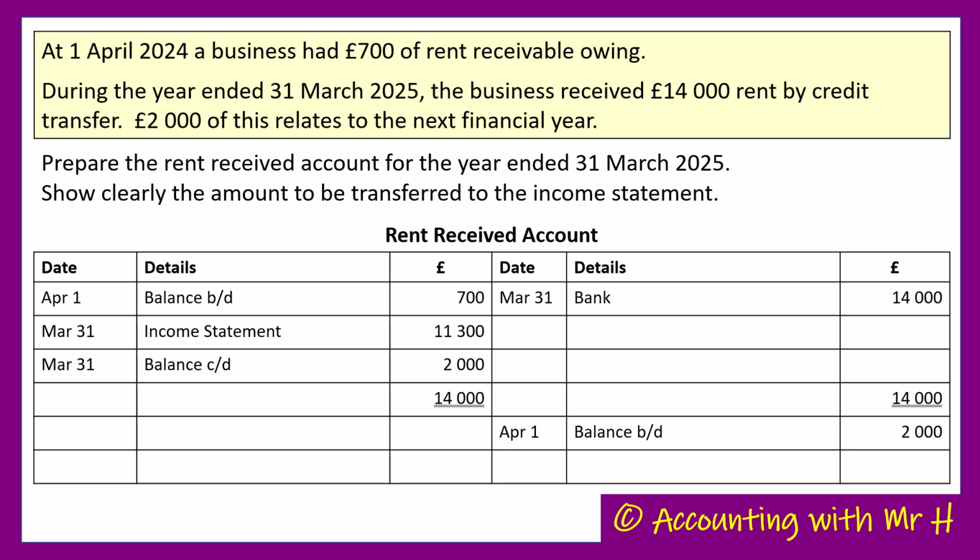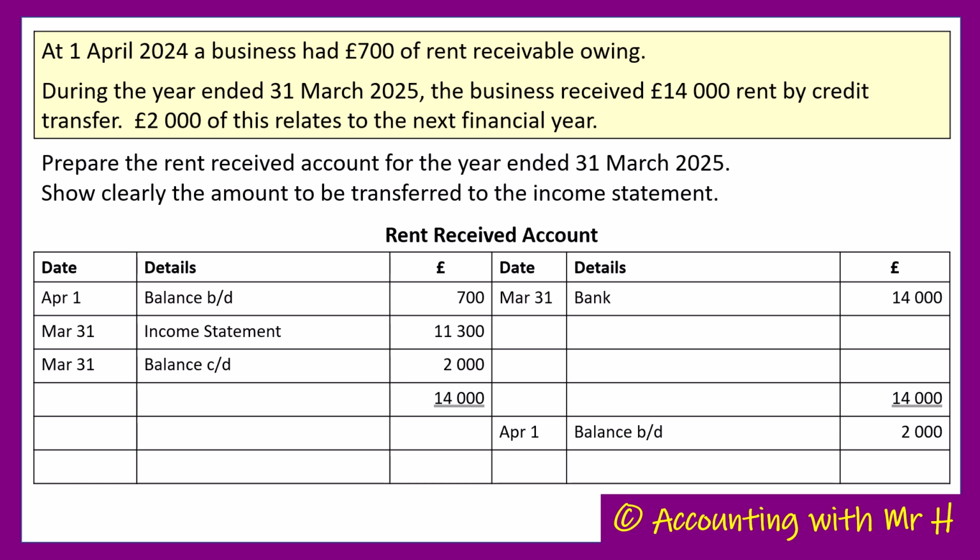They specifically said this time it was received by credit transfer, which would have involved the bank. So the narrative has to be bank. It can't be cash. And then they told us 2,000 of this is for next year. So this is what we call income received in advance. So from our point of view, we need to treat that as a liability. The person who's paid the rent to us, from their point of view, that 2,000 will be a prepayment.